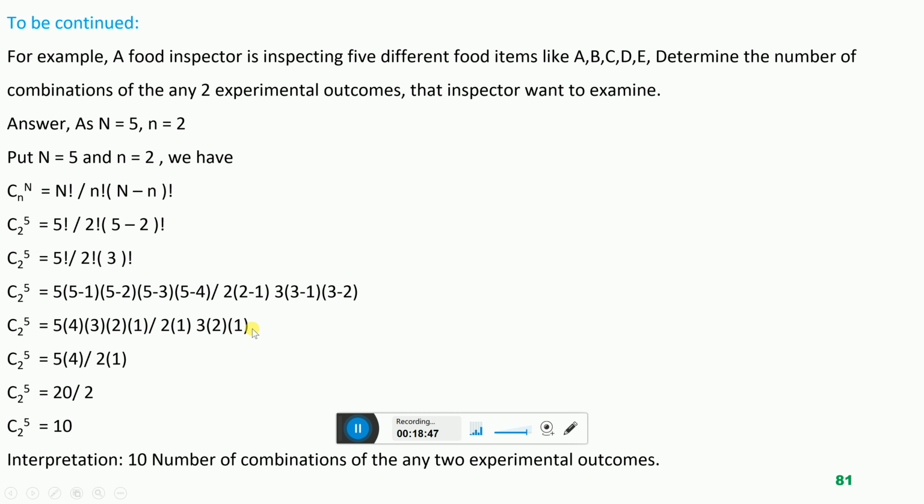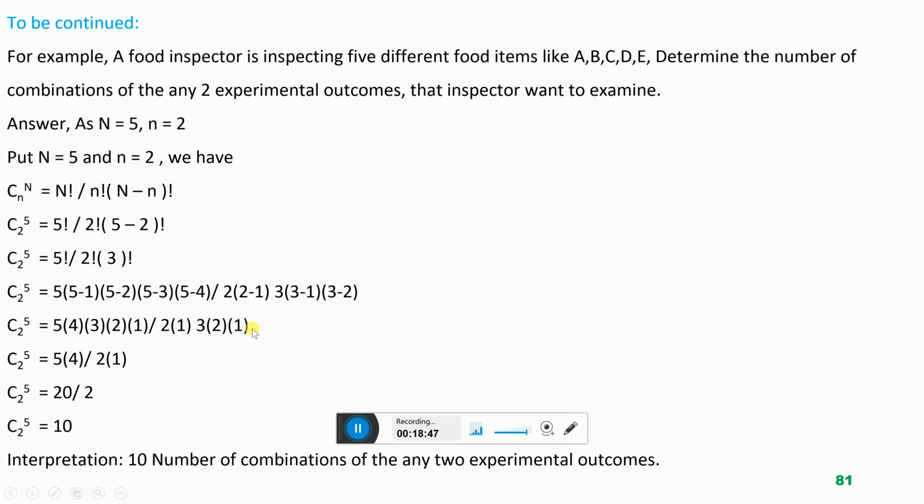What does this 10 mean? This 10 means that if the food inspector inspects 5 different food items by choosing a combination of any 2 items, how many experimental outcomes are possible? 10 experimental outcomes of this experiment are possible. It means he can check A, B. Let me clarify in the next slide. These are the 10 combinations of 2 experimental outcomes.